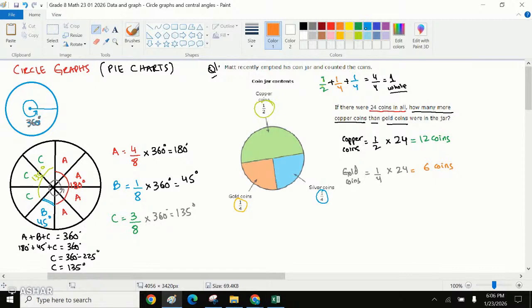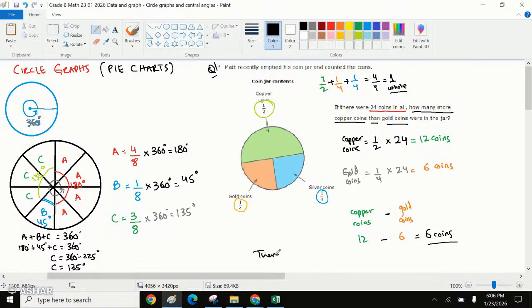So can we say copper coins subtract the gold coins? So we will get the difference, right? The copper were 12 minus the 6 gold. That means their difference was 6 coins. There were 6 more.